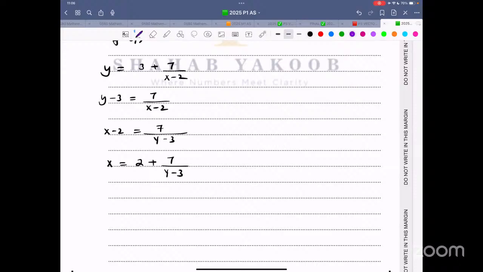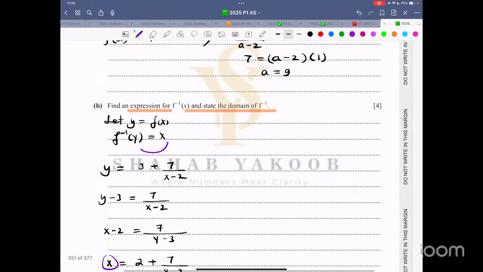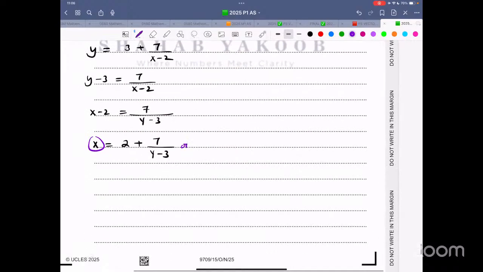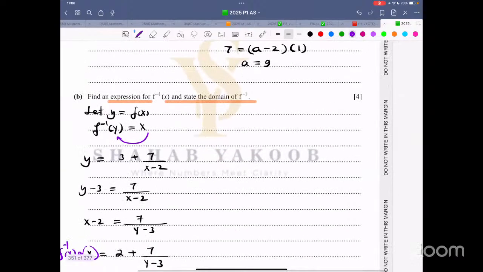But what is x equal to? X equals f inverse y. So f inverse y is equal to this thing. Therefore, f inverse x is 2 plus 7 over x minus 3. That is the inverse thing. Let's talk about this thing. Domain of f inverse is range of f.